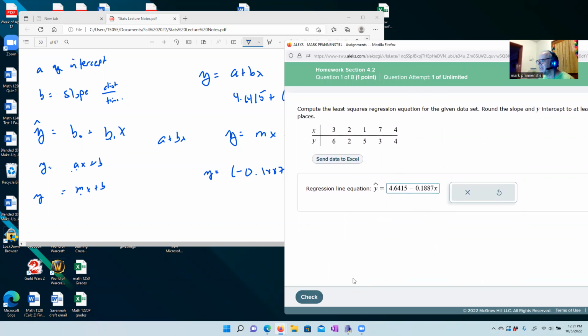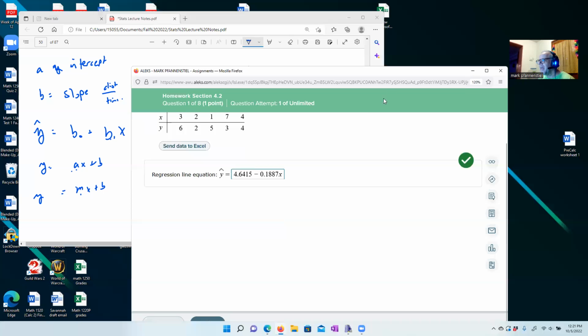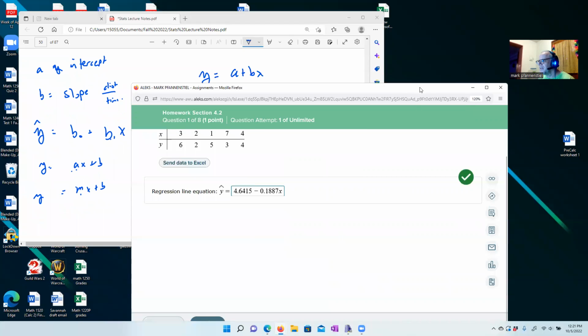Okay, so let's check and see. Fingers are crossed. And did we get a green dot? It looks like we did. So hooray. And then we'll move on with our lives.